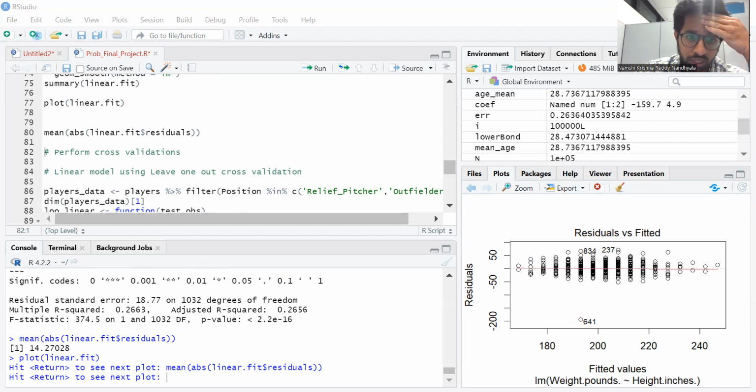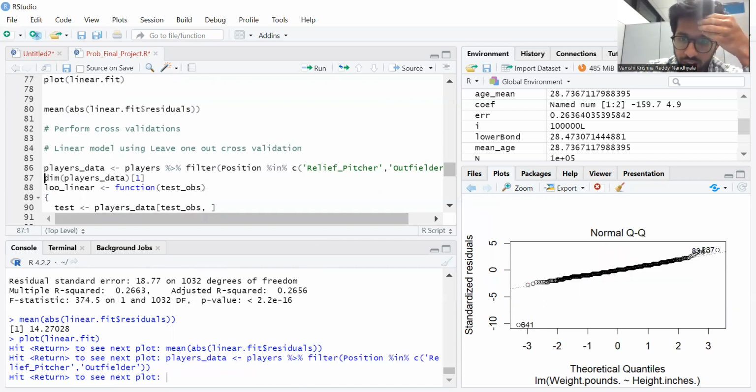A very few outliers are present, that is 641, 834, and 237. These are not impacting much, but anyways, we need to remove these as well for the best accuracy. So that's what we can interpret from this graph. And let me close it, and let's switch to the other graph, the normal quantile graph.